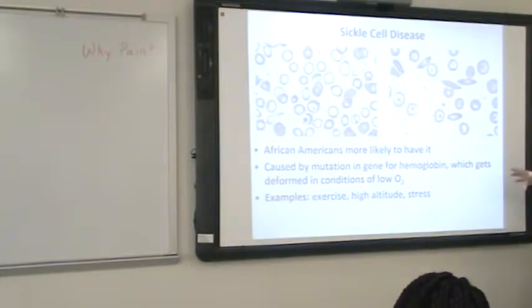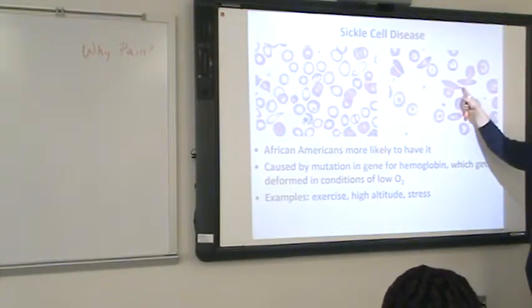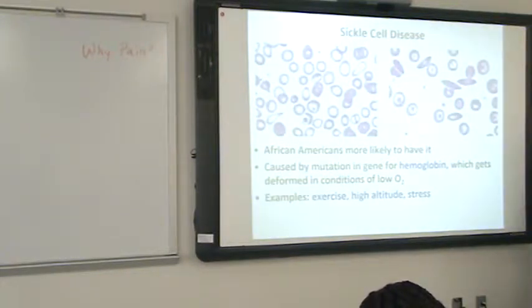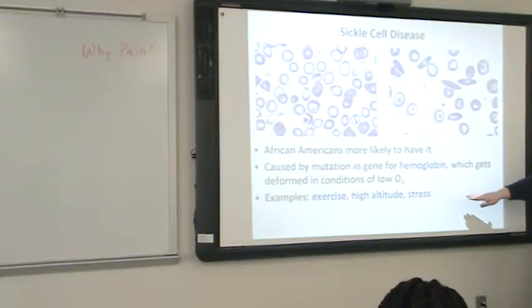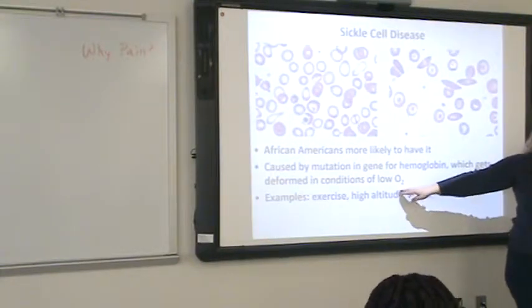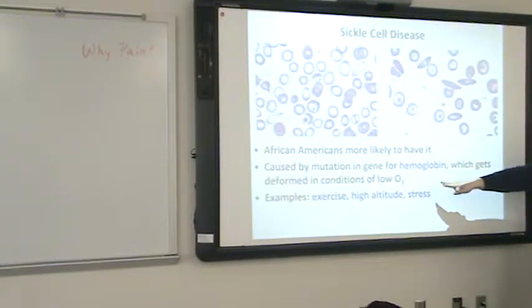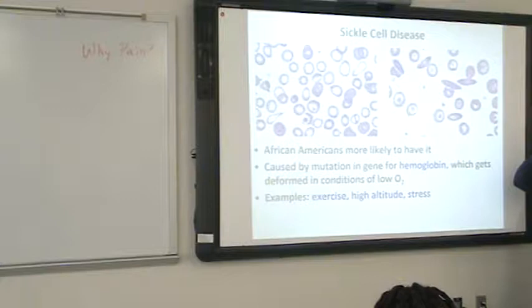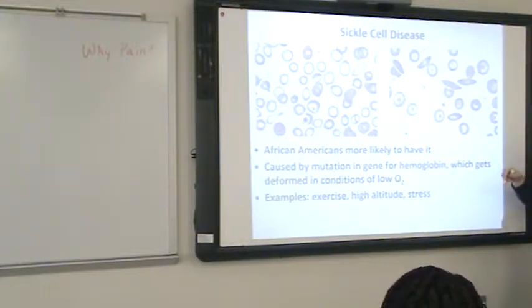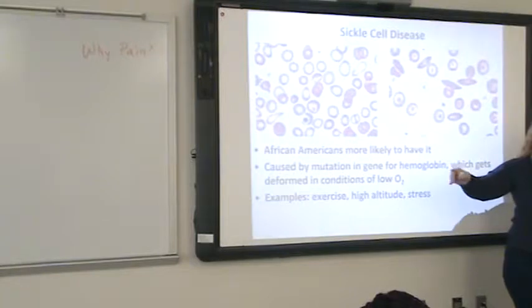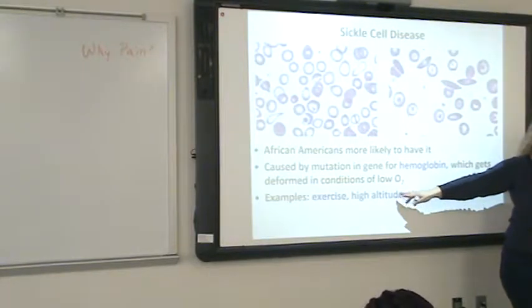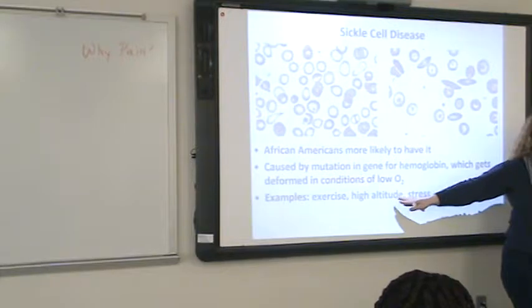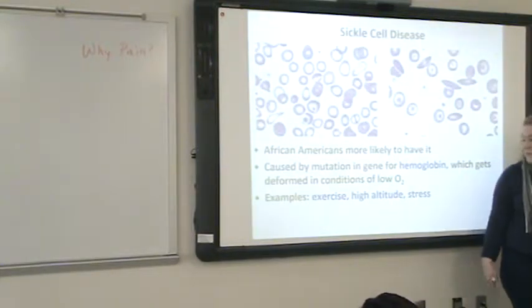it can't carry oxygen, and the blood cells change shape when you're in oxygen stress, when you've got low oxygen levels. These are some things that could cause you to have low oxygen levels. So you're exercising hard, or you're at high altitude. What's that have to do with anything? Oxygen particles are more spread apart, so you can't take oxygen that well. The air is thinner. Oxygen molecules are more spread apart. There's actually lower oxygen concentration at high altitude, so in mountainous regions.